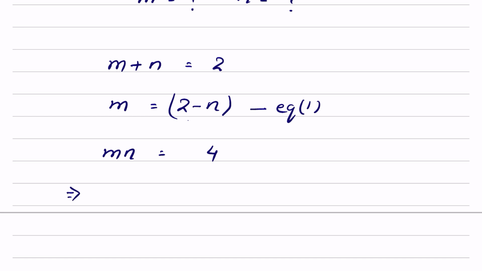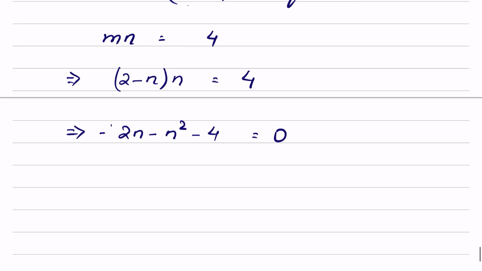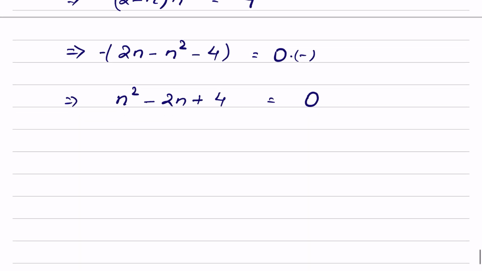Now let's put the value of m from equation 1 here. So this will be (2 minus n) times n is equal to 4, or 2n minus n square. We send 4 to the left hand side, it is minus 4, is equal to 0. Now if we multiply minus to both sides, this will be plus n square minus 2n plus 4 is equal to 0. Now this is a quadratic equation.